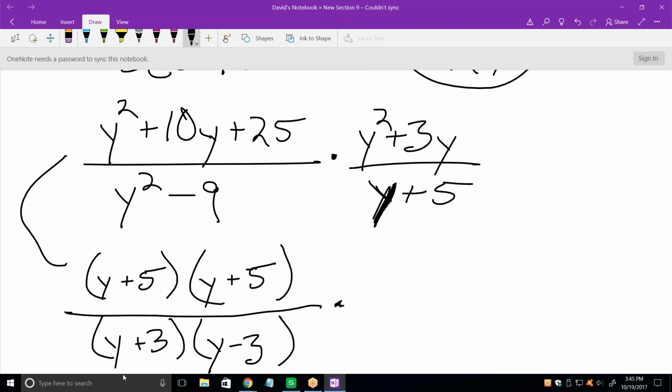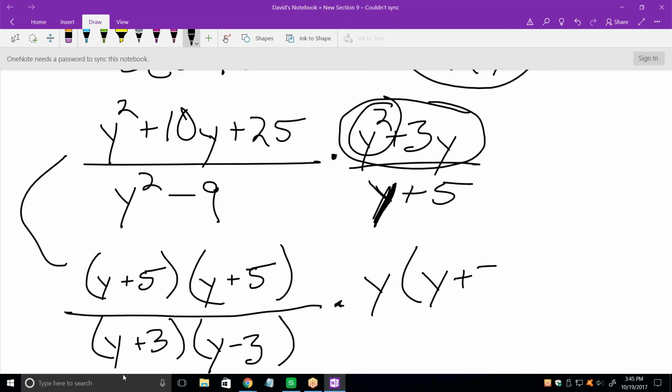Now let's go over here. What are we going to factor out of the top? What form of factoring are we going to use? It's not a standard looking quadratic, and it's not difference of perfect squares. Would it be GCF? Must be GCF. What's the GCF? Y. What's left over? Y plus 3. And then check it. As you're doing it, check it. If I multiply that back together again, I get y squared plus 3y.